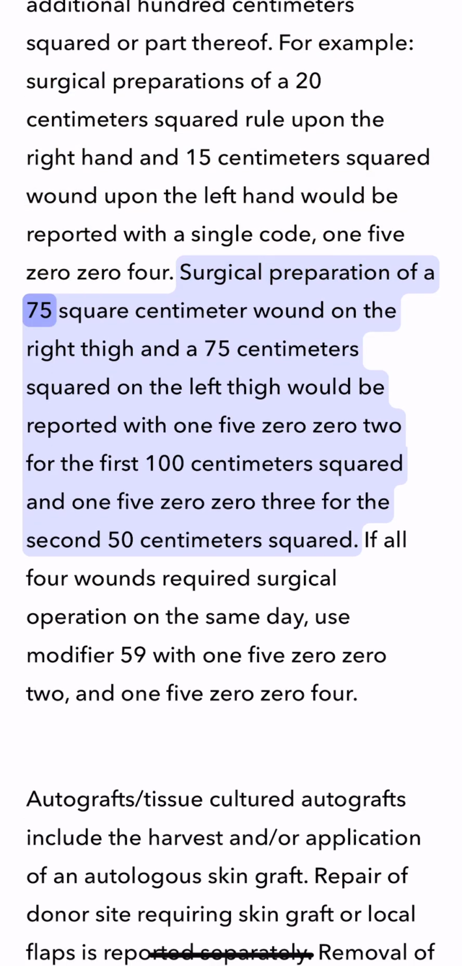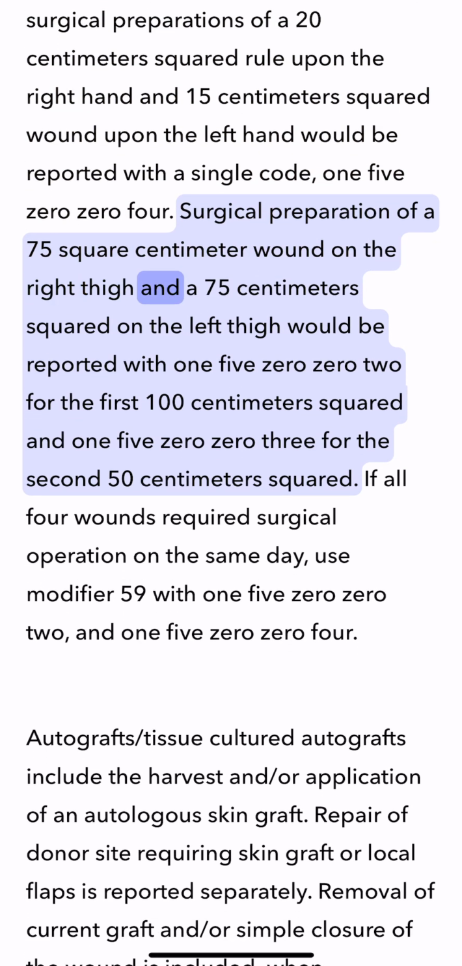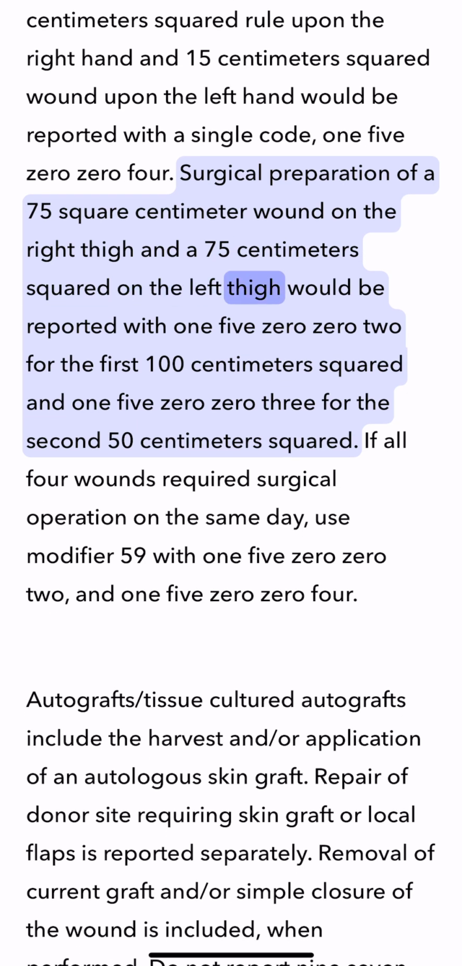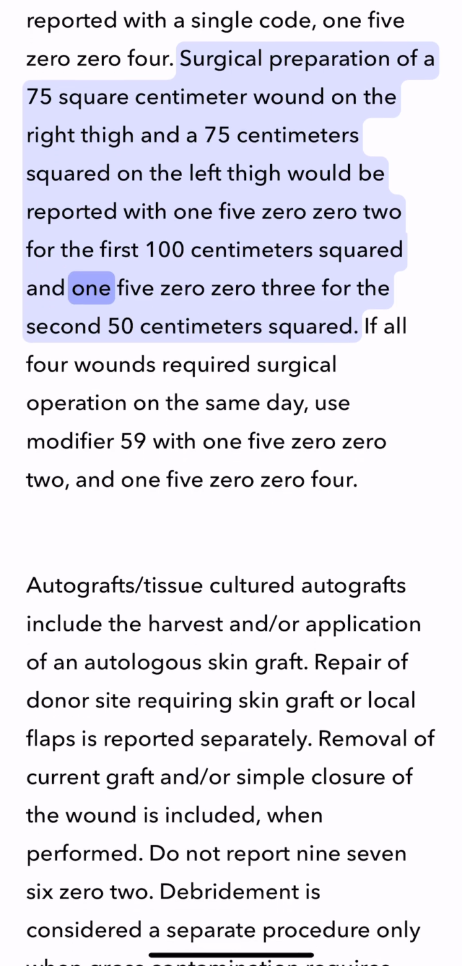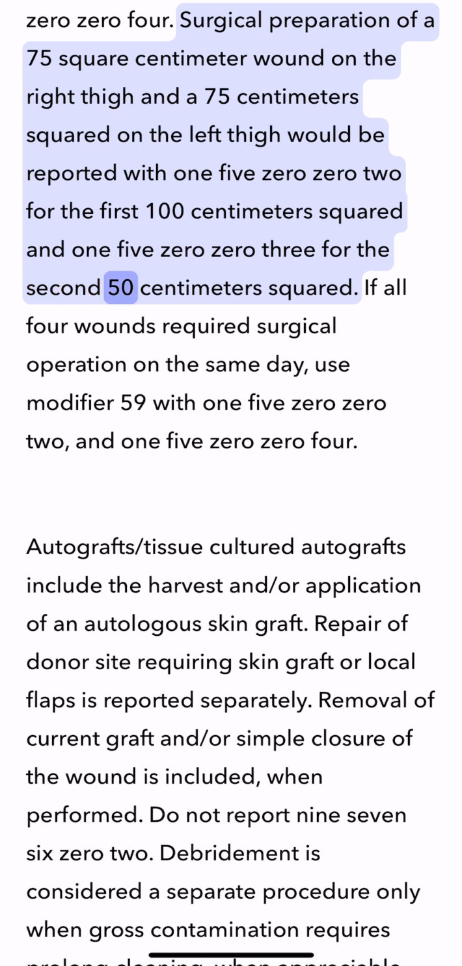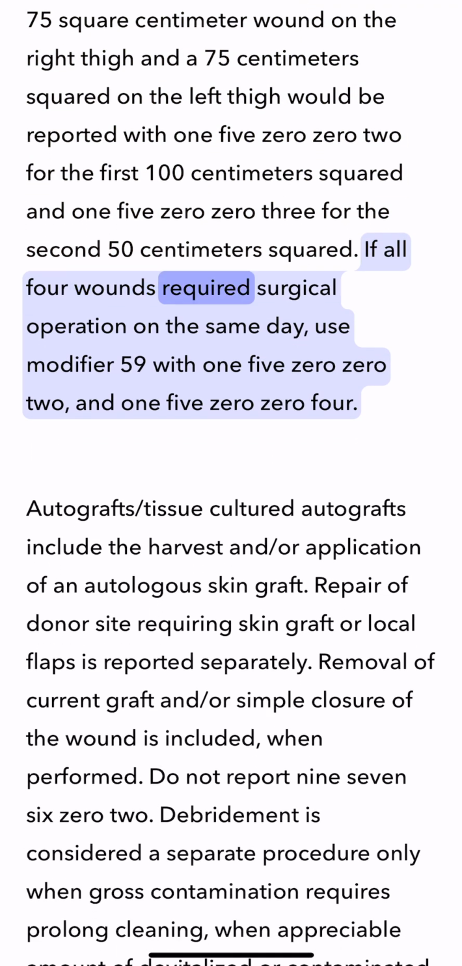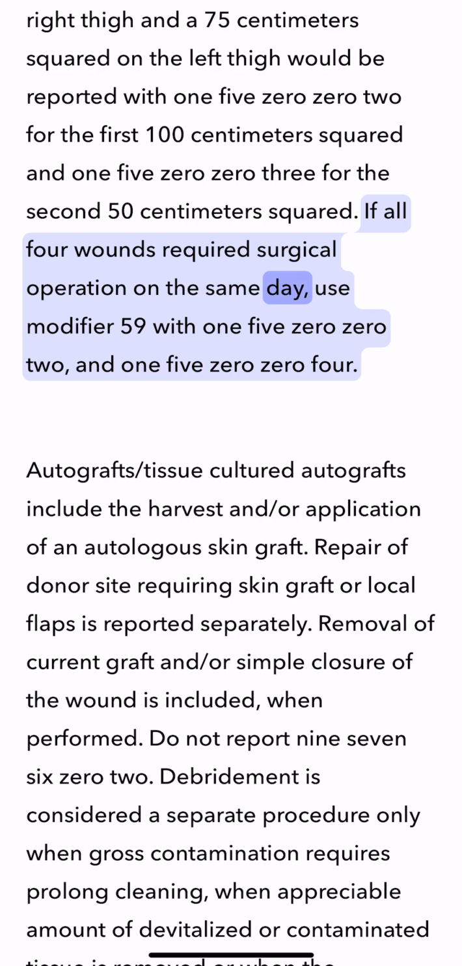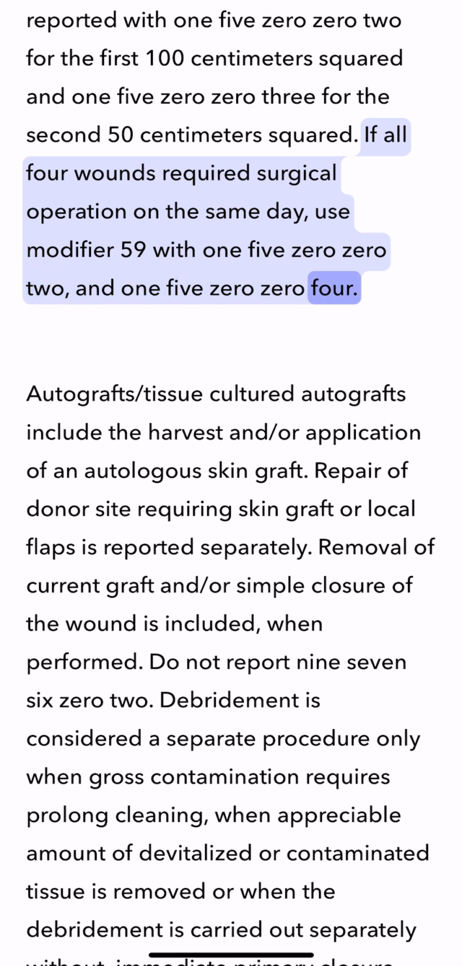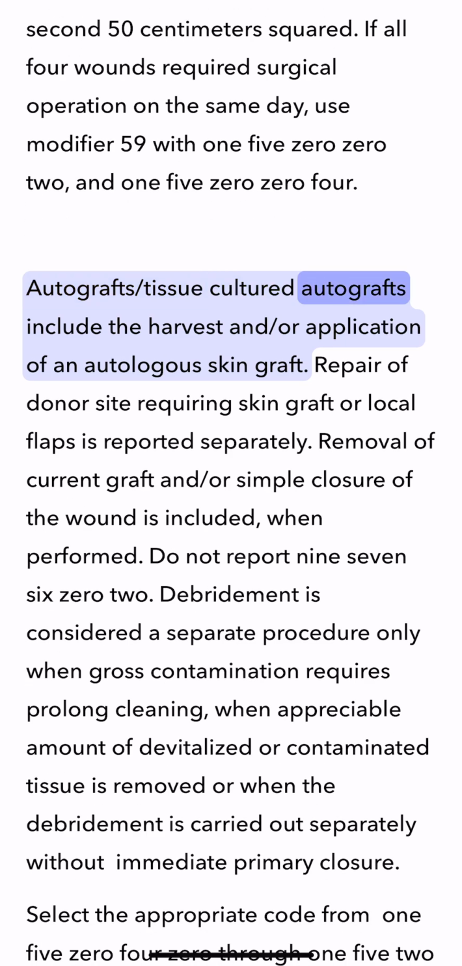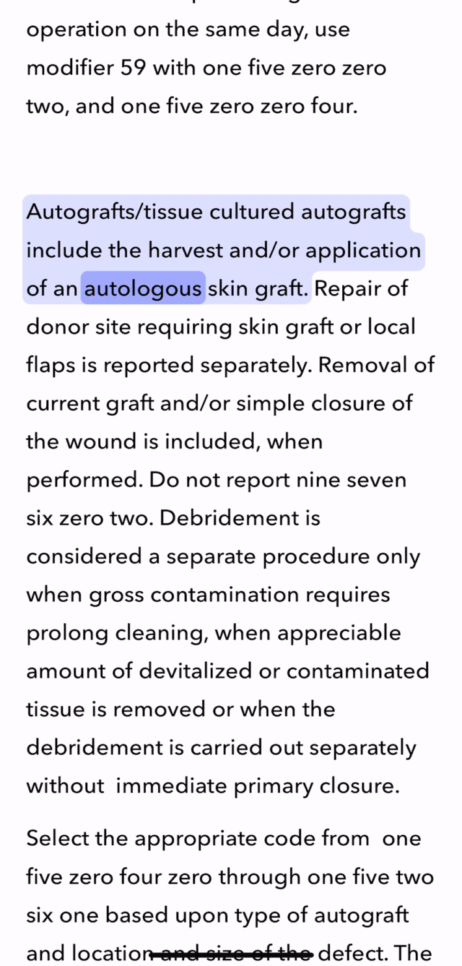Surgical preparation of a 75 square centimeter wound on the right thigh and a 75 cm² wound on the left thigh would be reported with 15002 for the first 100 cm² and 15003 for the second 50 cm². If all four wounds required surgical operation on the same day, use modifier 59 with 15002 and 15004. Autografts. Tissue cultured autografts include the harvest and/or application of an autologous skin graft.